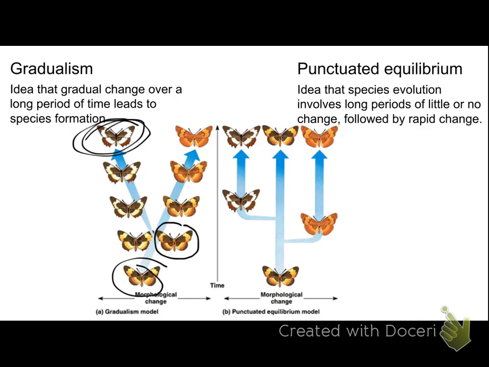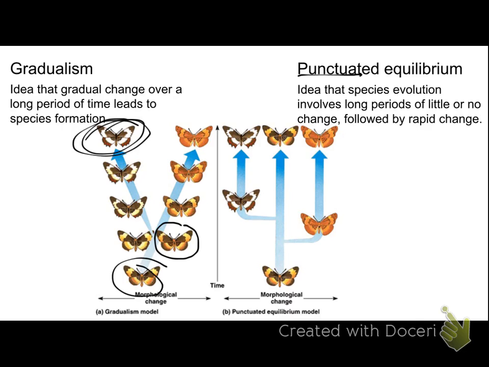The other idea is punctuated equilibrium. So what is punctuation? It can mean when you puncture something, in an English sense, like periods, commas, exclamation points. What's equilibrium? Everything stays the same.